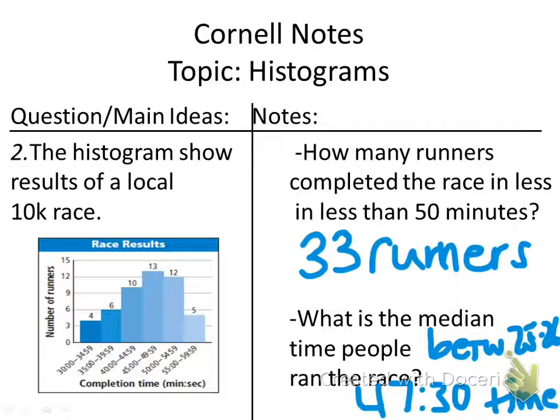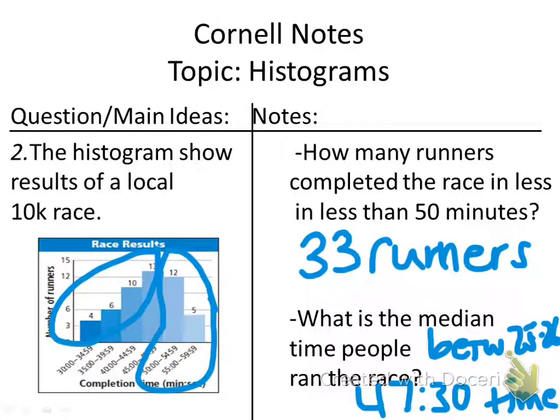How many runners completed the race in less than 50 minutes? Your answer should have been 33 runners. If we look at our graph, we can see that in 50 minutes or more, 17 completed it, but when I add these numbers, 33 runners completed it.